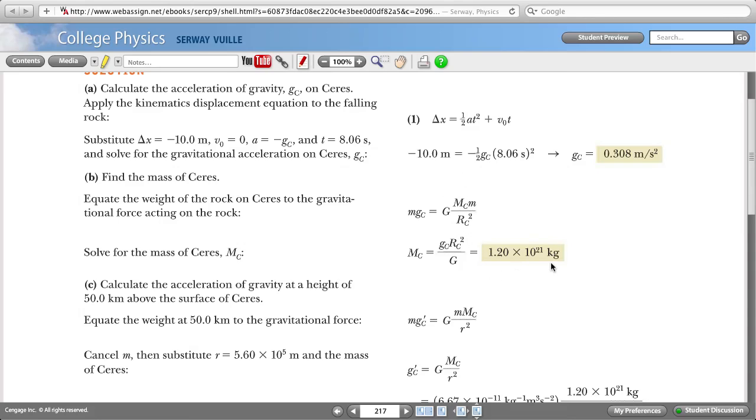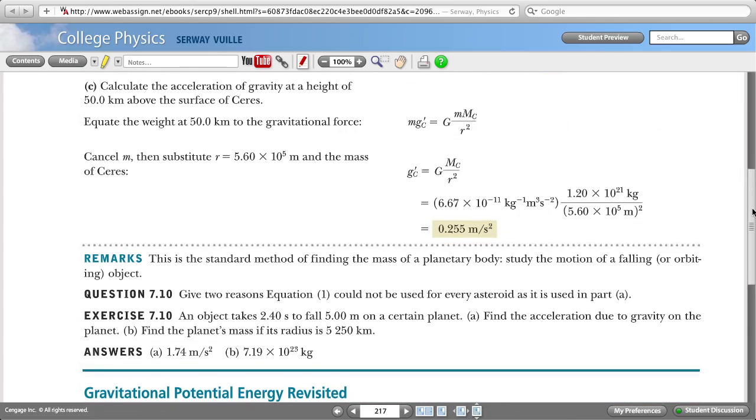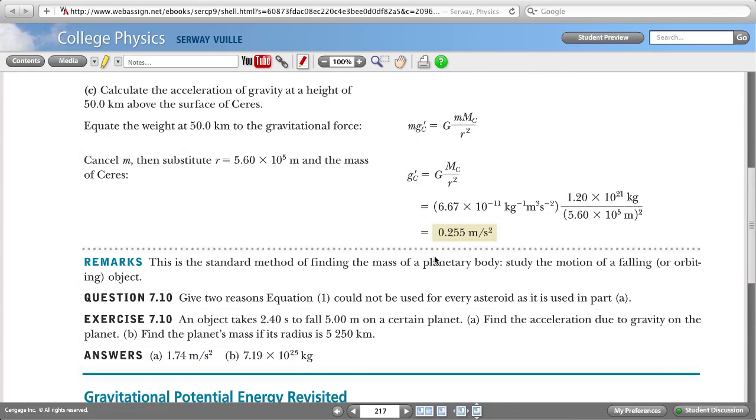which is 1.2 times 10 to the 21 kilograms. And then we calculate the acceleration of gravity at a height of 50 kilometers above the surface of Ceres. We use the same equation again, but we're setting the universal gravitational law equal to the weight law, and this g prime is going to end up being our g at 50 kilometers. In other words, the changed gravitational acceleration. When we solve for that, we get an answer that's slightly less, which makes sense.